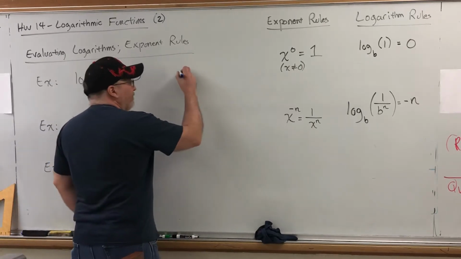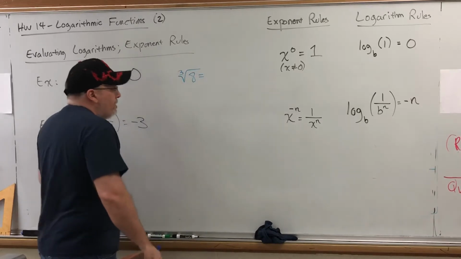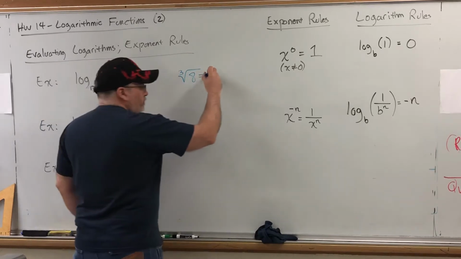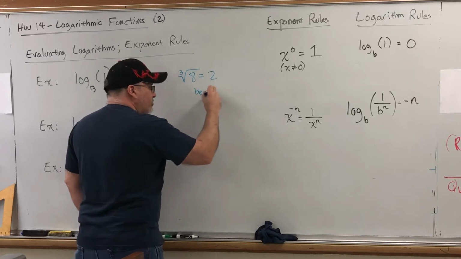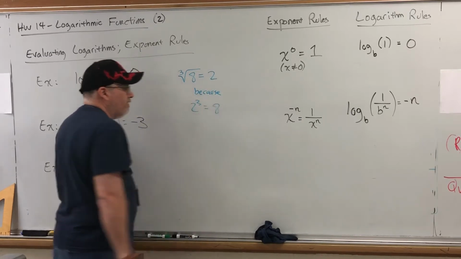But for example, if we have the cube root of 8, you may or may not know that the answer is 2. But do you know why it's 2? Because 2 to the third power is 8.